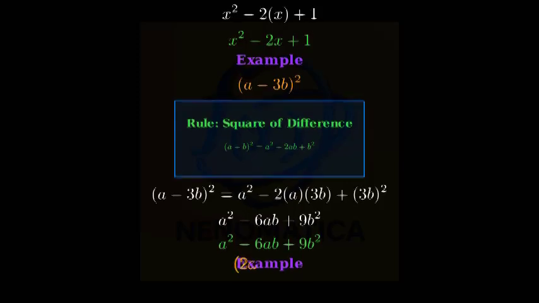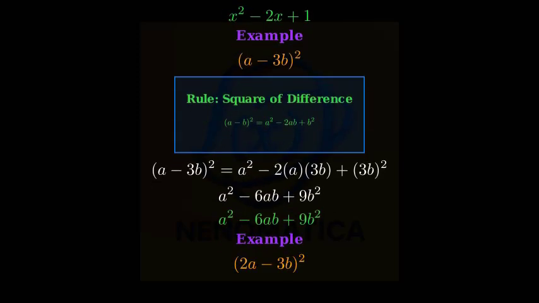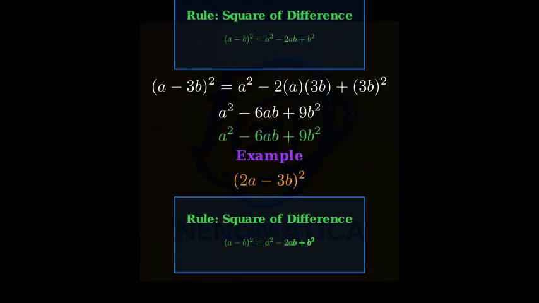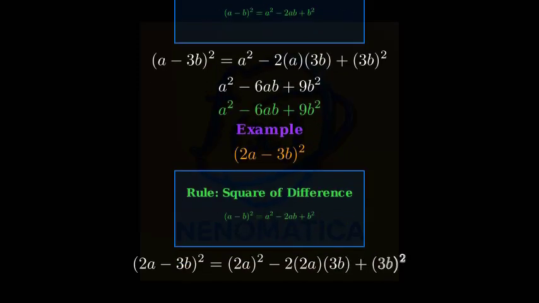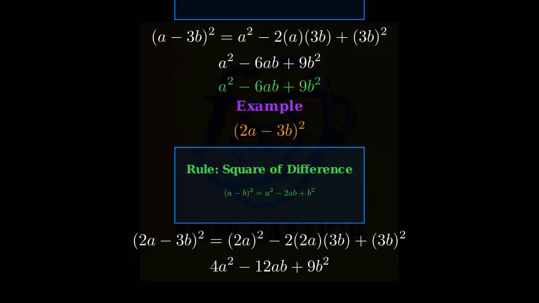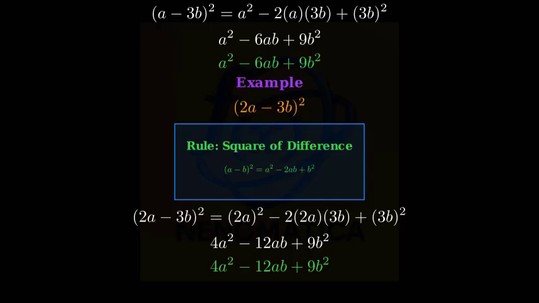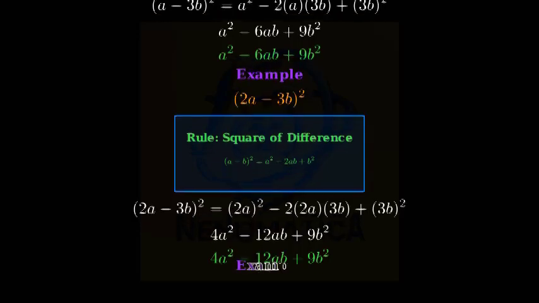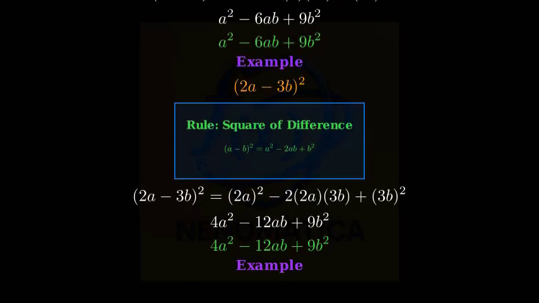Let's examine another example from our problem. Now we'll expand 2a minus 3b squared. For this expression, we'll once again use the square of difference identity. According to our identity, we'll substitute a with 2a and b with 3b. This gives us 2a squared minus 2 times 2a times 3b plus 3b squared, which is 4a squared minus 12ab plus 9b squared.